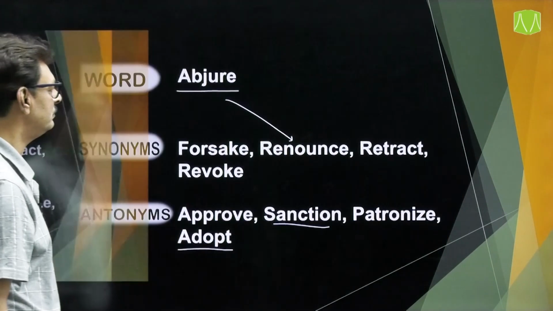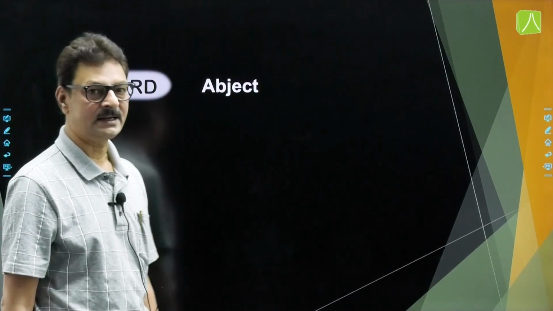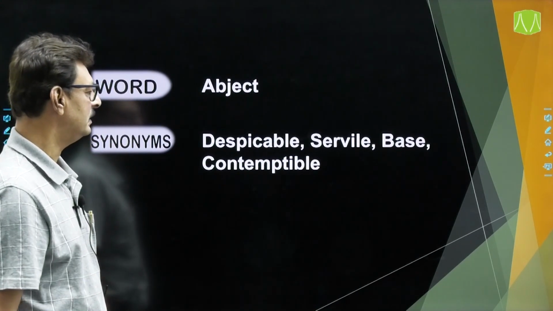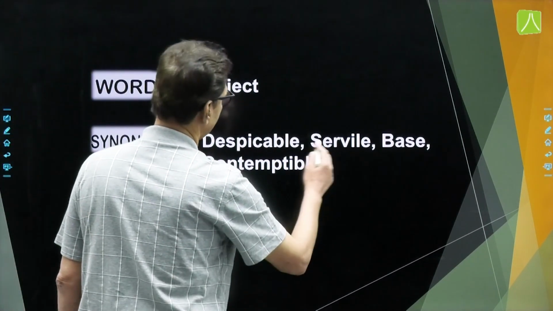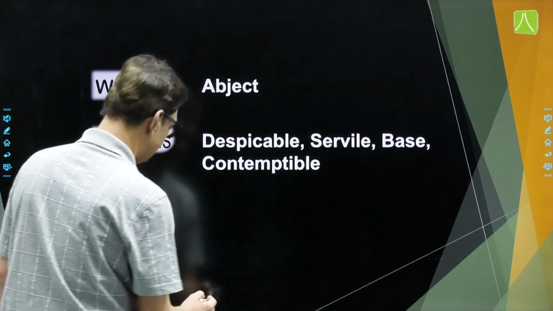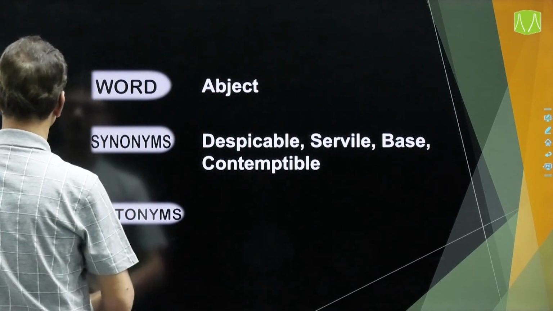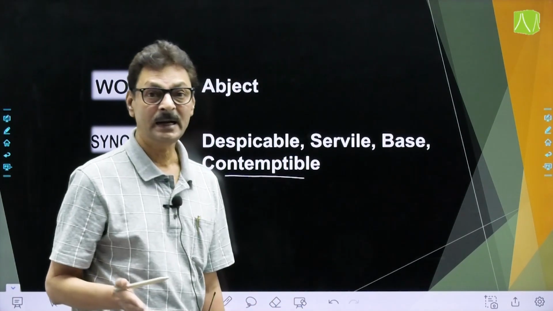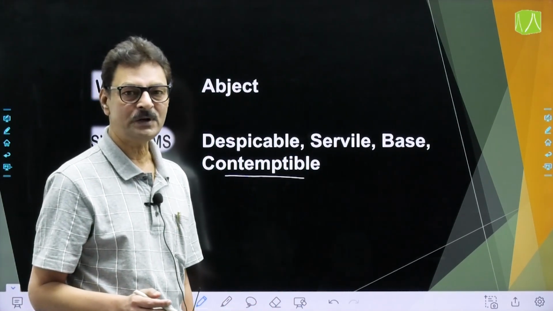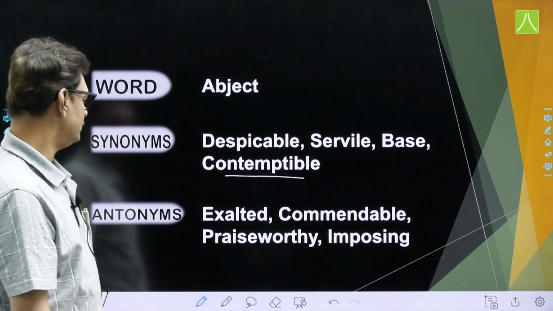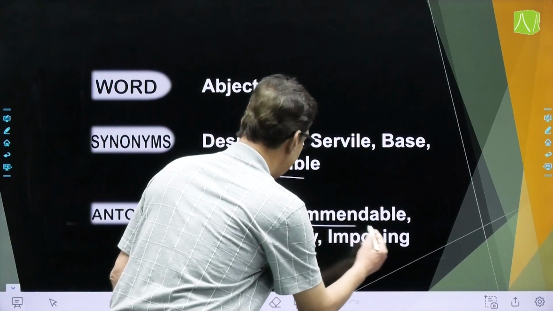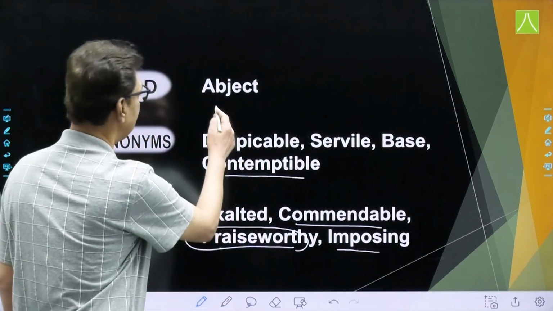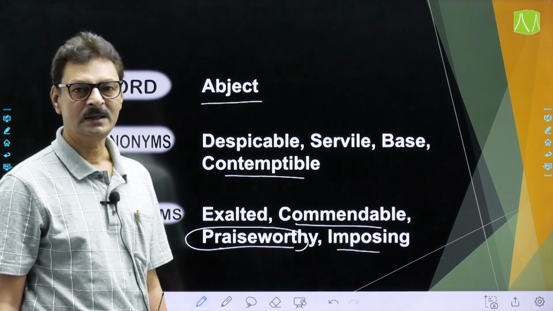Moving on quickly with the next word, and the next word is abject. The meaning of this word abject: abject is despicable, servile, base or contemptible. And what is contempt? Dislike, something which is dislikable. नफरत भरा, this abject. And opposite रहेंगे इसके exalted, commendable, praiseworthy, imposing. Praiseworthy, तारीफ के लायक, and ये abject becomes नफरत के लायक.